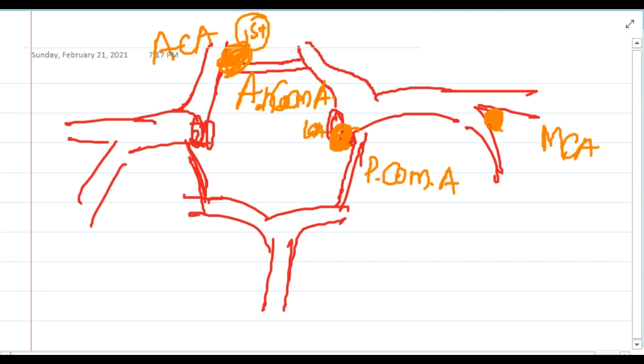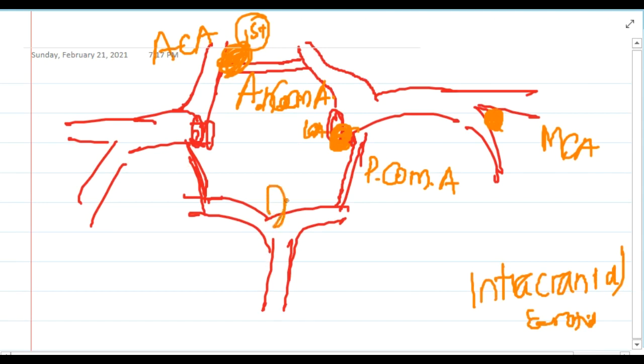Then we have the intracranial carotid bifurcation. It is not seen here, but whenever there is an intracranial carotid bifurcation, you will see one more aneurysm. And at the bifurcation of the vertebrobasilar system, where the vertebral arteries give rise to the basilar artery, you will also see an aneurysm. So these are the different sites where aneurysm is seen.